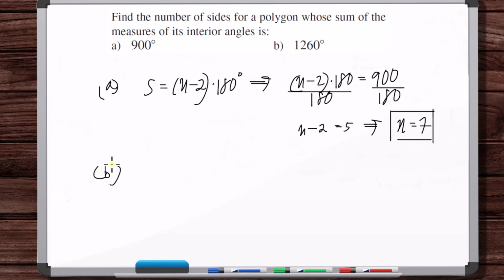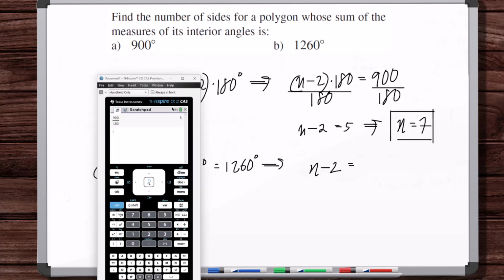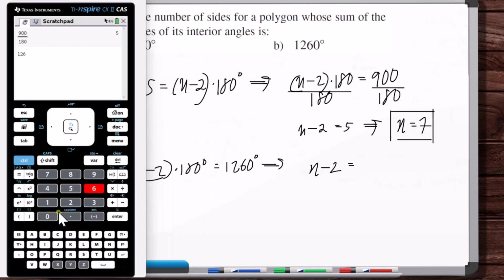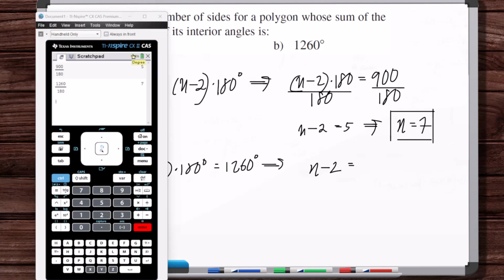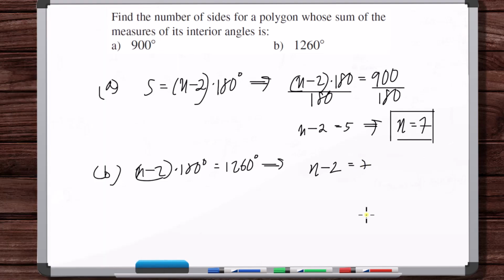All right, part B, we've got n minus 2 times 180 is equal to 1,260. So n minus 2 is equal to 1,260 divided by 180, which is 7. So adding 2 to both sides, we get 9.